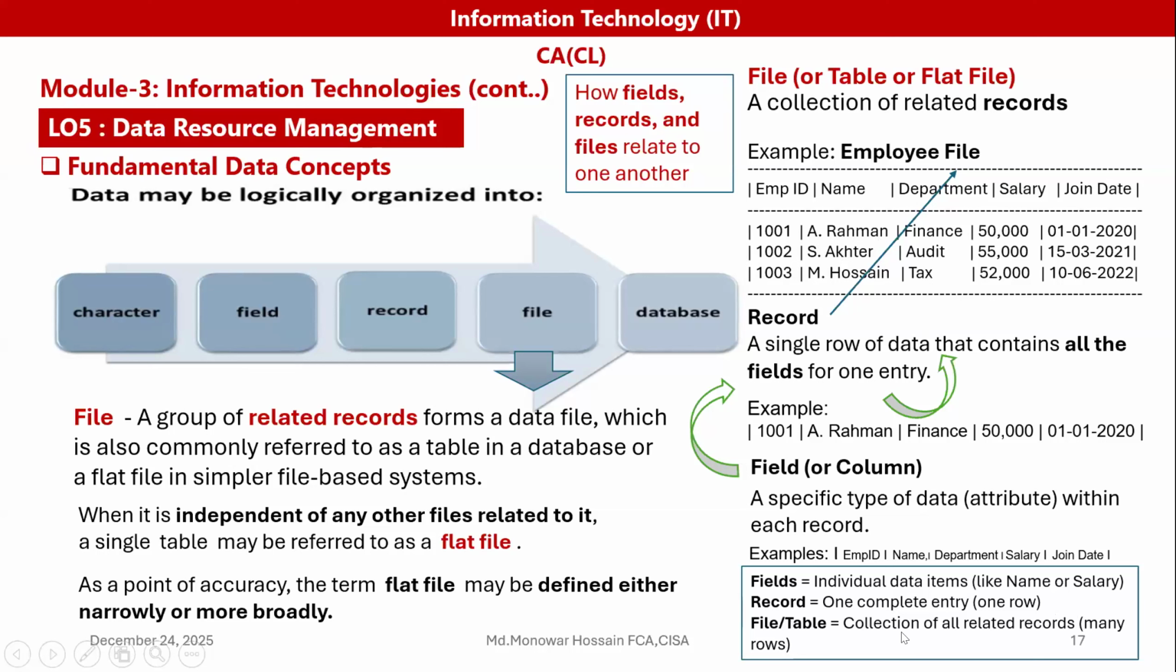File or table: this is the collection of all related records, many rows. Here, the employees file means a collection of all related records. So the employees file is here. All the employees' data is kept in this file. So here: field, record, file.